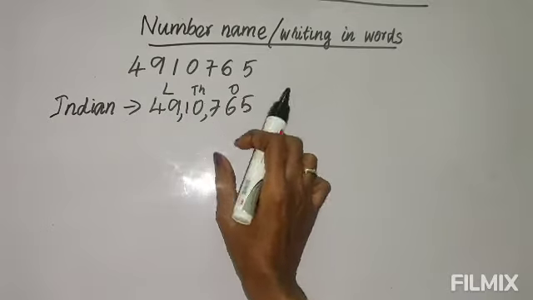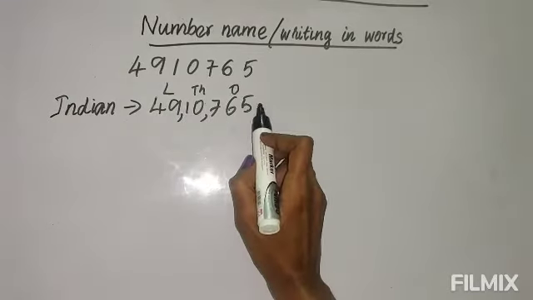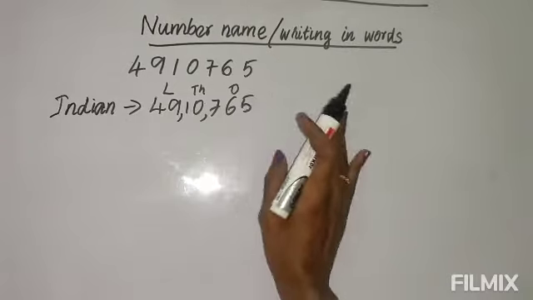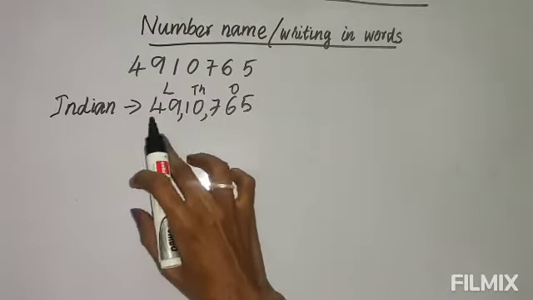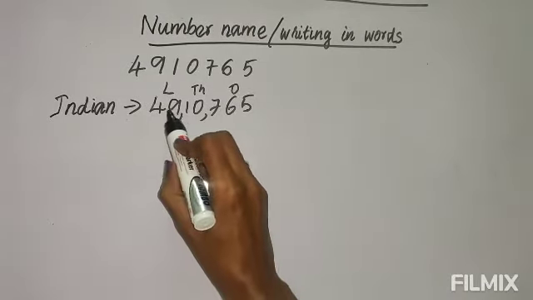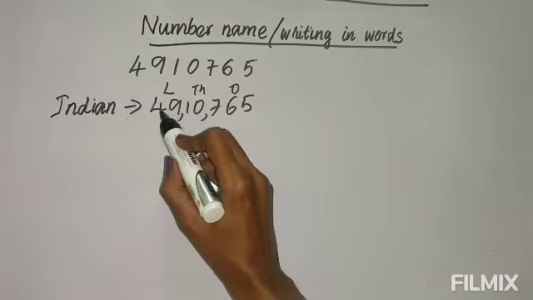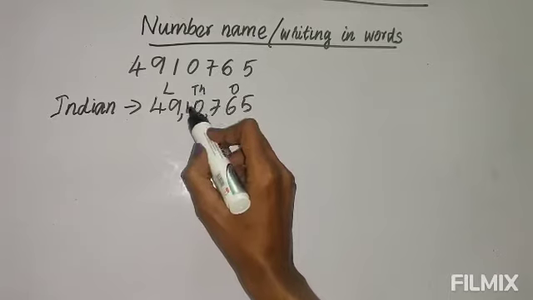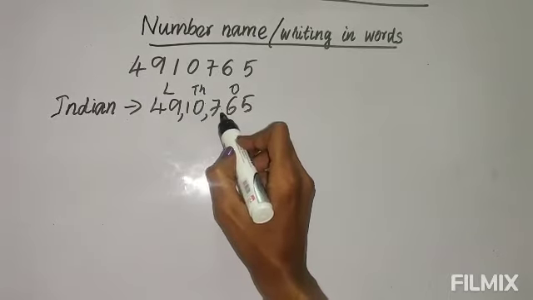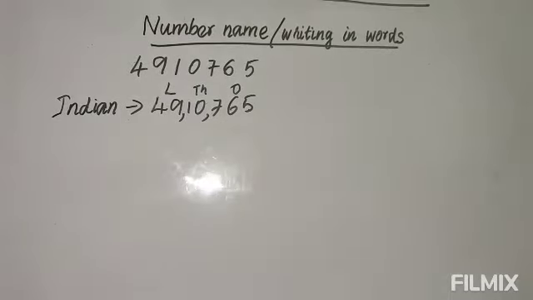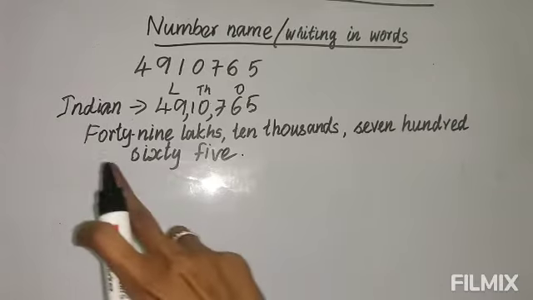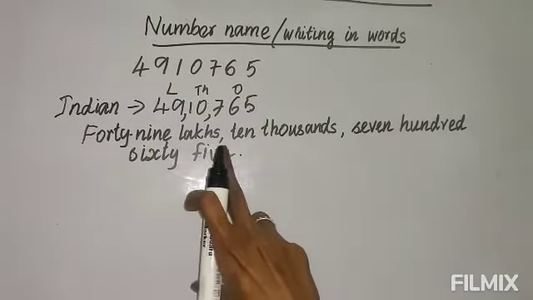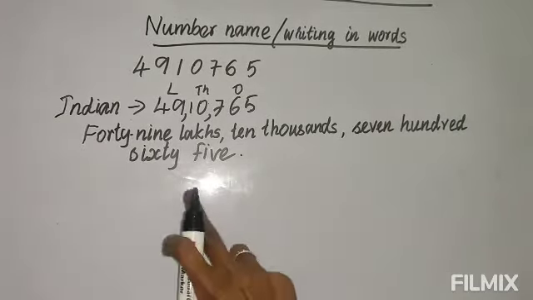Again, this is easy for you to read: 765. The last 3 digits you need not fear. Only these things you will make mistakes in. So the number is 49, it is in the lakhs period, so 49 lakhs. Here the number is 10 and it is in the thousands period, so 10,000, and this is 765. I have written in the Indian place value chart: 49 lakhs, 10,765.